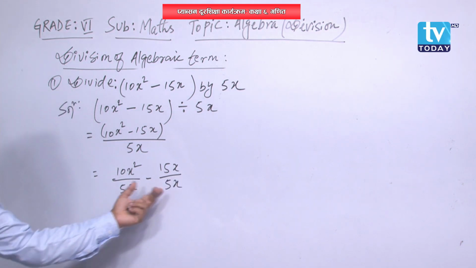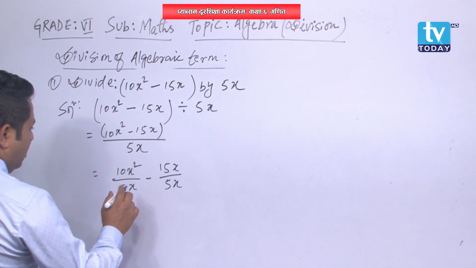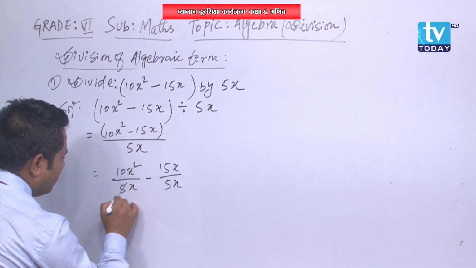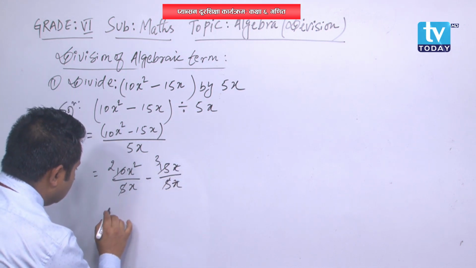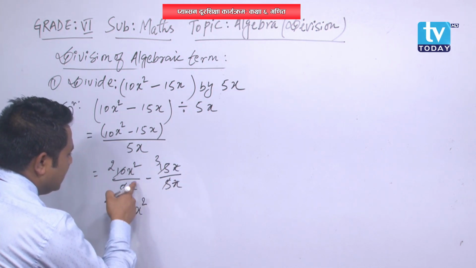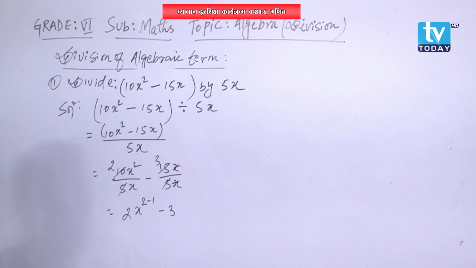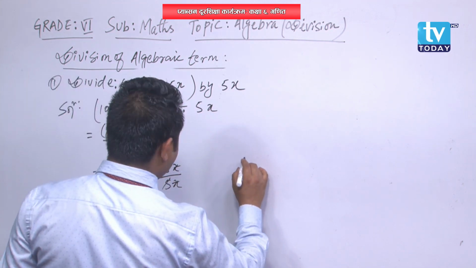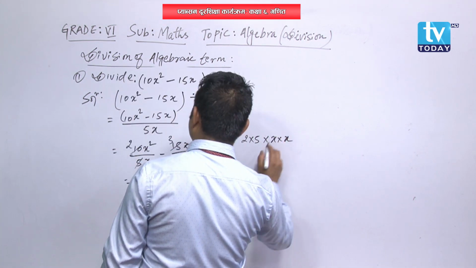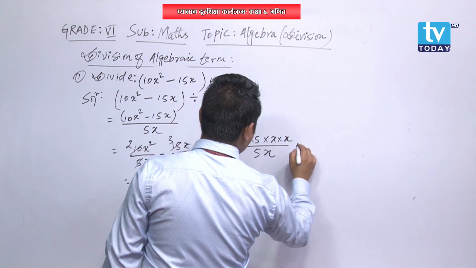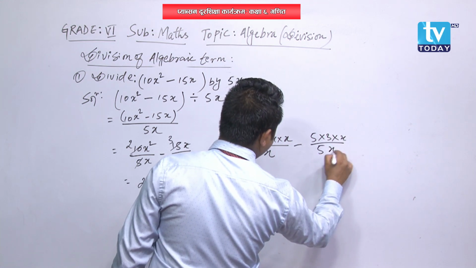Suppose you take the LCM, you will get the same term. Alright, simply we are separating. Now 5 1s are 5, 5 2s are 10, 5 1s are 5, 5 3s are 15, x will cancel out. So 2x square, here the power is 1, so 2 minus 1, minus 3. Otherwise you can follow the same way: 10x square is 2 into 5, 10, into x square means x into x, upon 5x, minus 5 into 3, 15, into x upon 5x.